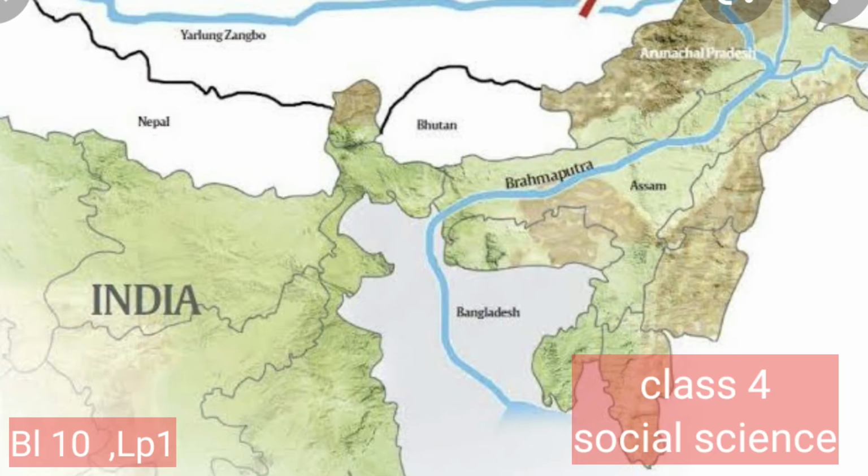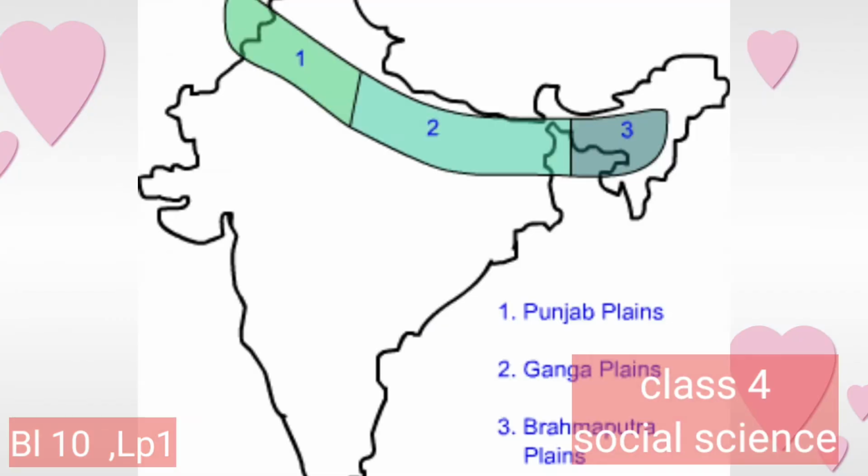Now you can see which are the important rivers that flow through Northern Plain. Satluj in the west, Ganga in the center, Brahmaputra in the east. Some other rivers join these main rivers. They are called tributaries. Then these tributaries and main rivers form a basin, which are Satluj Basin, Ganga Basin, Brahmaputra Basin.